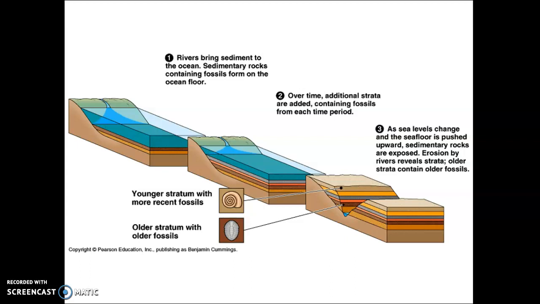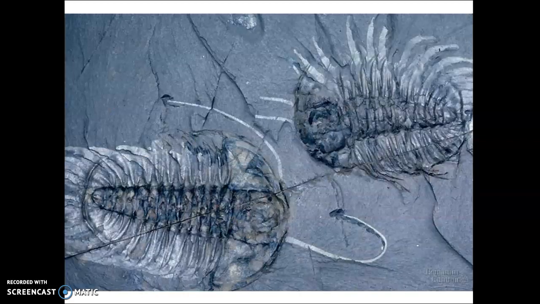And you can see here that depending on how deep these organisms are and what type of rock they're in, we can determine how old or what time period these organisms were alive in. Here's an example of some trilobite fossils seen here, and these organisms are millions of years old and came from a time when most of life originated in the water.